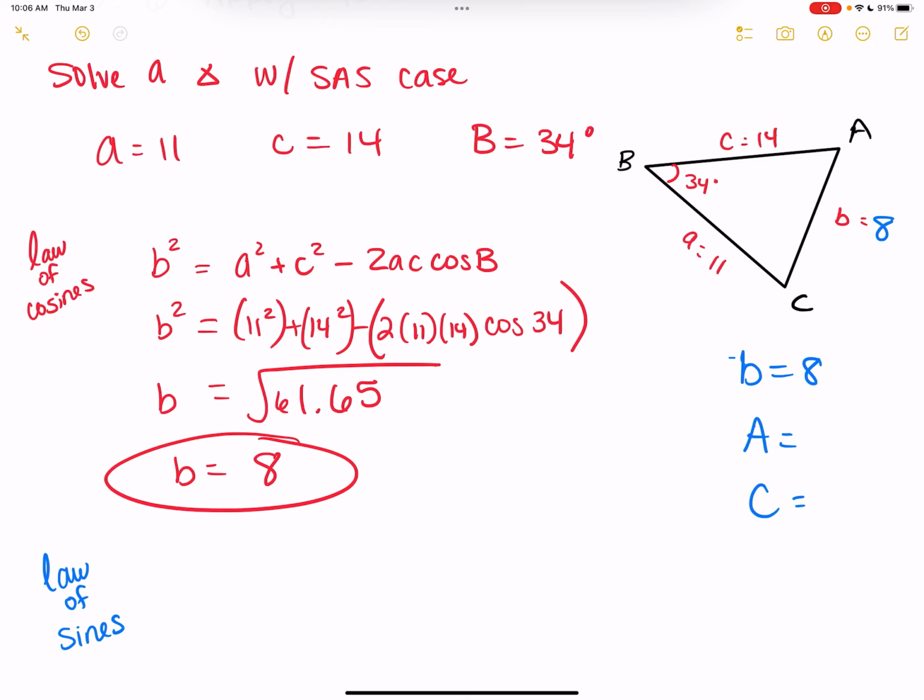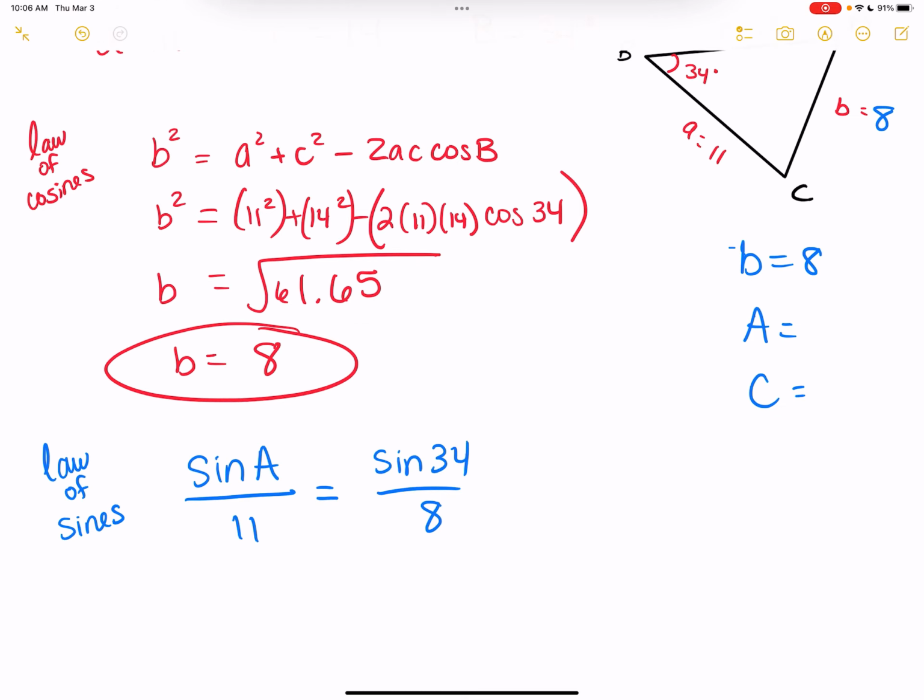So we're going to use both pieces of B, and I'm solving for angle A. So we're going to have sine of A over 11 is equal to sine of 34 over 8. So A is equal to the inverse sine. I'm just doing all this in one step now because we should be able to do that at this point. So inverse sine of 11 sine of 34 over 8. You can actually type all that into your calculator as one thing.